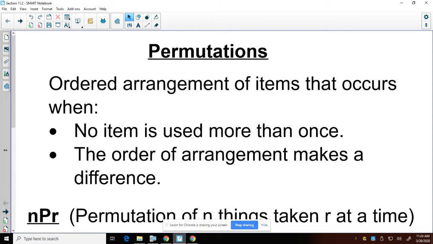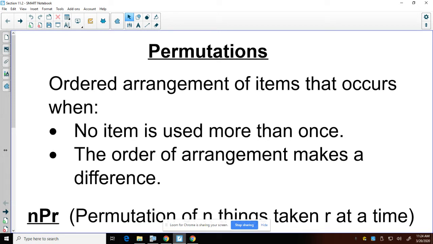Hey guys, so 11.2, another counting technique, another way that we can add things up. This is different from the fundamental counting principle, where we grab different groups of items like shirts, pants, shoes, or appetizers, main course, drinks, beverages. Permutations is all about ordered arrangement of items.